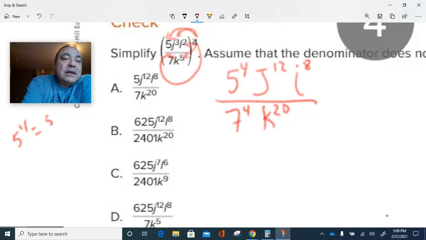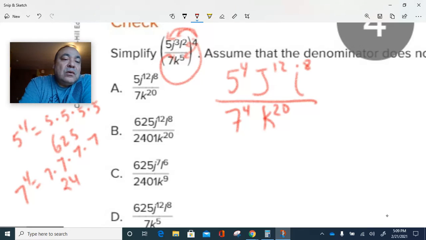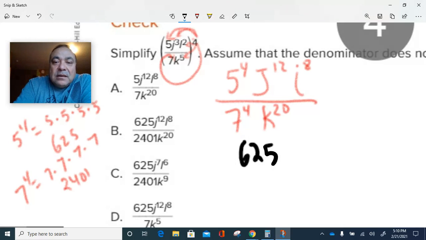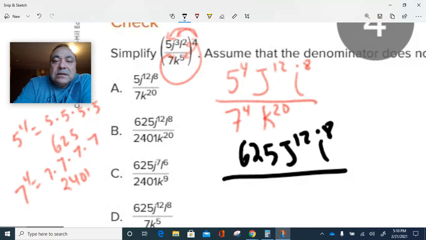Okay? And of course, 5 to the 4th power will be just 5 times 5 times 5 times 5, 4 times, and that's 625. Okay? And then 7 to the 4th power, just 7 times 7 times 7 times 7, which is 2,401. Okay? So, let's see. So we get 625, j to the 12th, that doesn't change. I to the 8th, that doesn't change. 2,401, and k to the 20th.